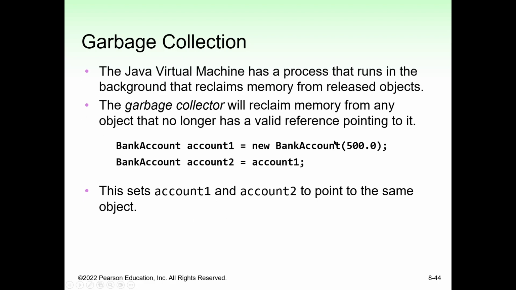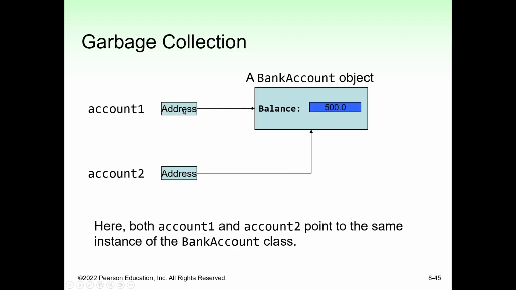Now, let's look at how it's doing that. There is a thing called the garbage collector in Java, and it's going to reclaim any memory from any object that no longer has a valid reference pointing to it. In this case, we're creating a bank account object, account1, and we are assigning the value 500. Now, we're creating another object that is going to have a reference of account1. So basically, account1 and account2 are going to be pointing to the same object, just like this address, and this one is going to be pointing to the same bank account object.